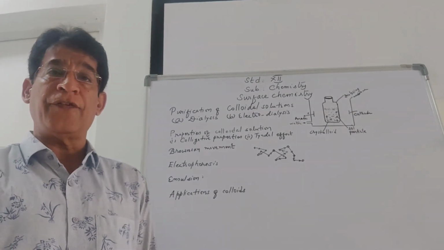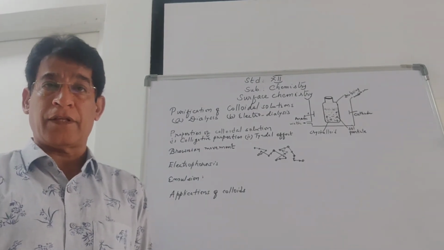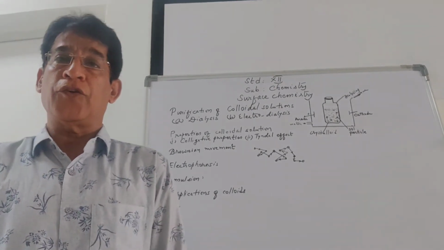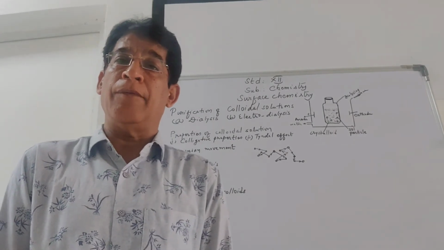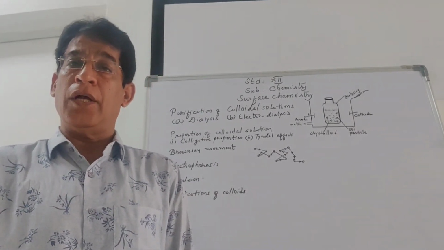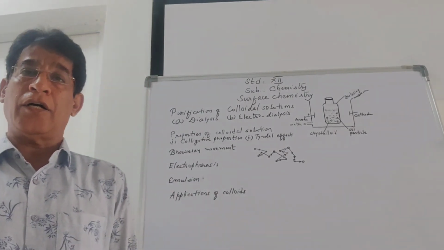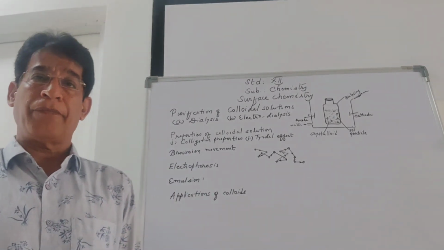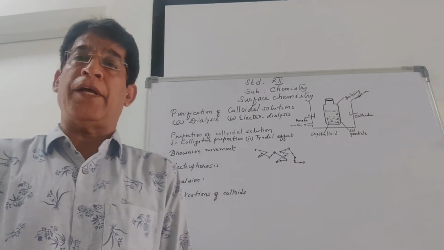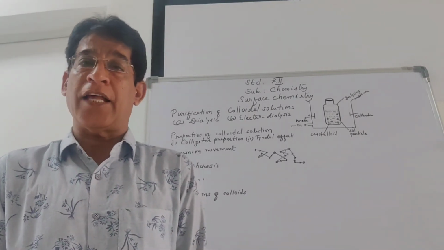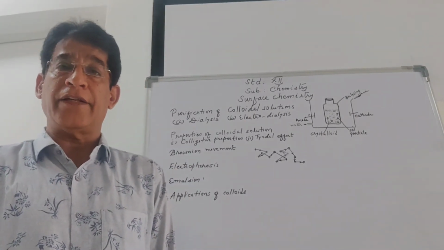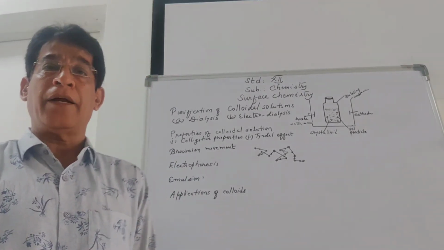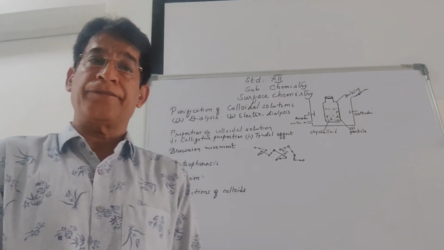Now, identification of emulsions. Several methods are available to find out whether an emulsion is of the oil in water type or of the water in oil type. An emulsion can be identified by dilution test, by dye test, by conductivity test.